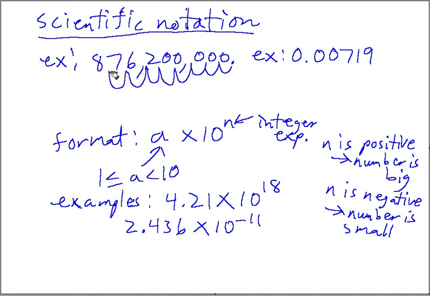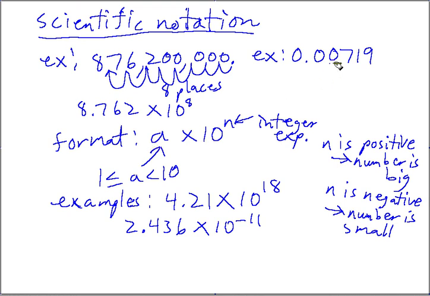So 8. I need to move it 8 places here, right? 8 places. Now I get 8.762. All right? Is that between 1 and 10? If I move it here, yes, that is between 1 and 10. So now I'm good. And it's going to be times 10 to what power then? Well, since this is a huge number, n is going to be positive. Okay, so 10 to the positive 8. All right? Make sure we see that now.